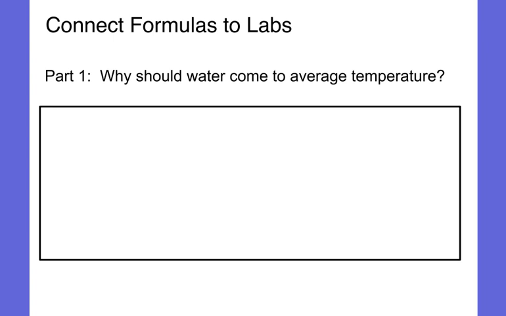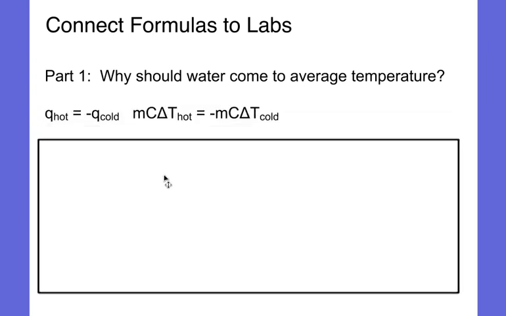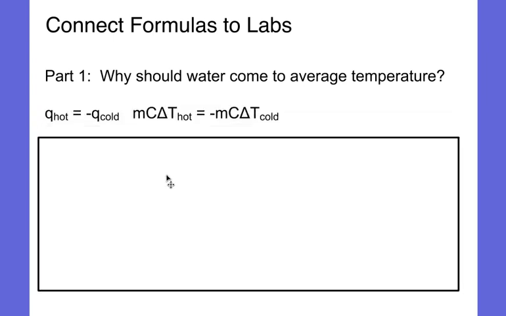Okay, so let's take these formulas and look at them in the context of the lab that you've already done. First of all, why should water come to an average temperature between them? It seems intuitive, but from the formulas, why should it? It's because the heats of the hot water and the cold water have to be equal to each other. If they're the only things exchanging heat, whatever energy leaves the hot water should go into the cold water.